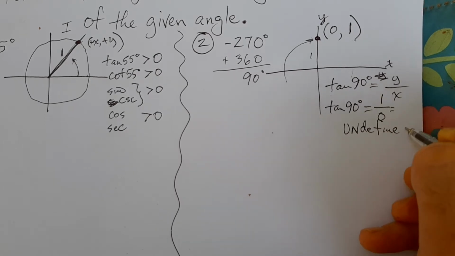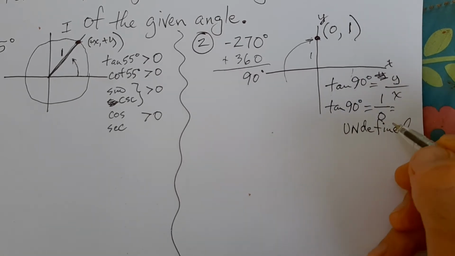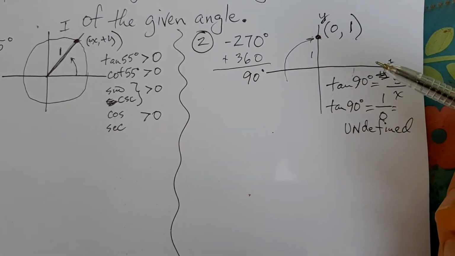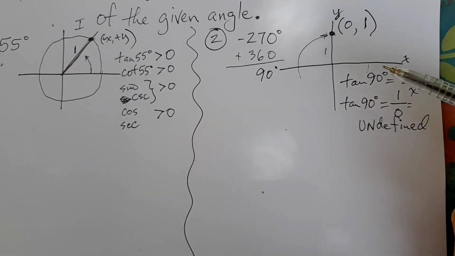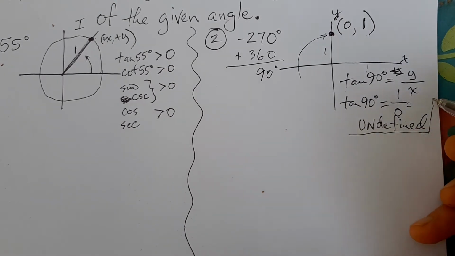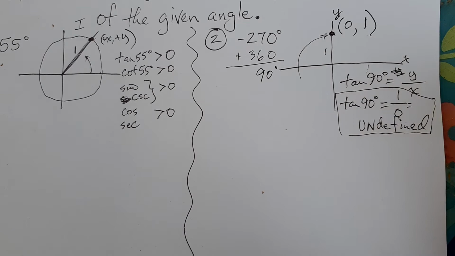And you'll see later on when we graph the tangent function what this undefined makes a graph look like. Okay, asymptotes, remember that good stuff?